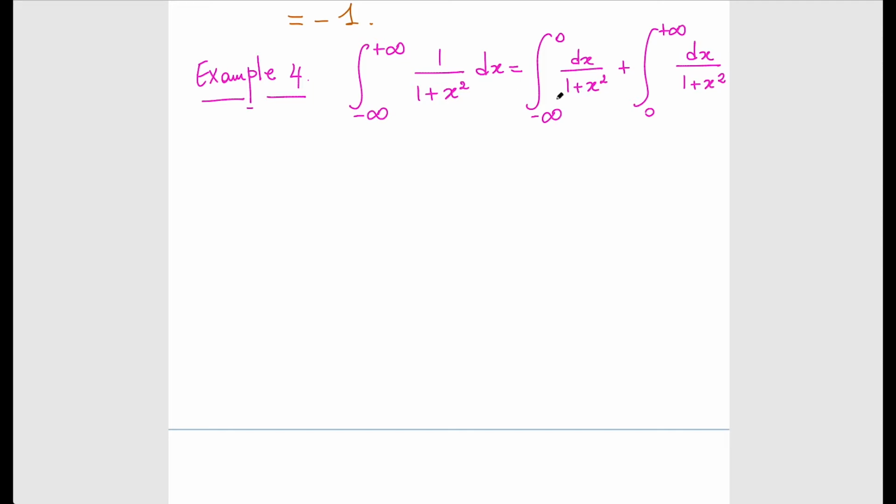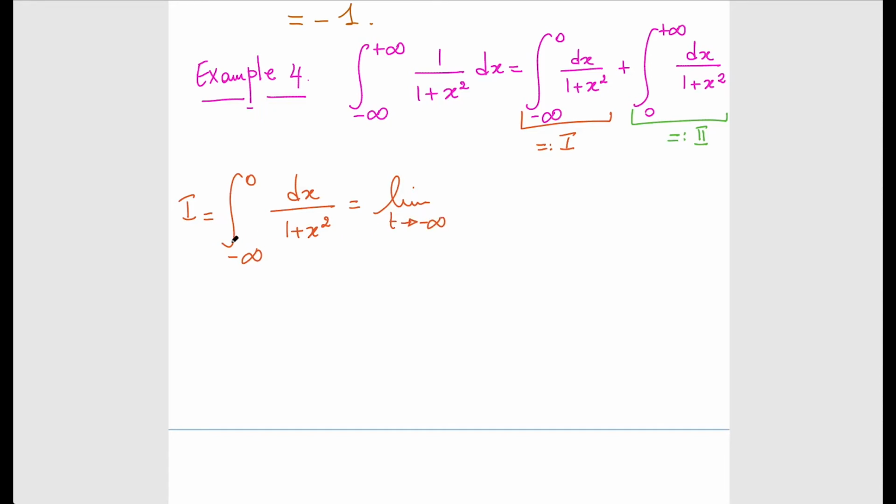So let's give those 2 guys names. How about calling them 1 and 2? So this is 1 and this is 2. Let's start with 1. It's the integral from -infinity to 0 dx over 1 plus x squared. And this is what? This is the limit as t goes to -infinity, right? This is part B of the previous definition. Integral from t to 0 dx over 1 plus x squared.